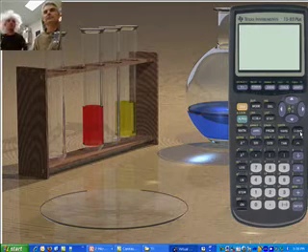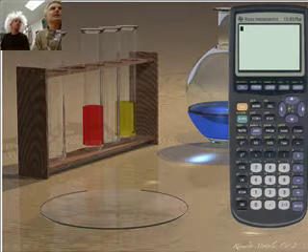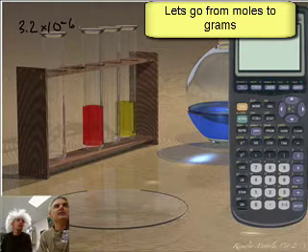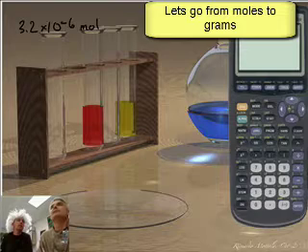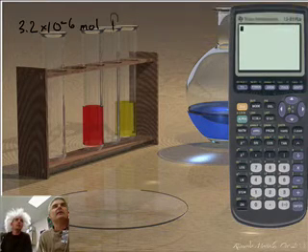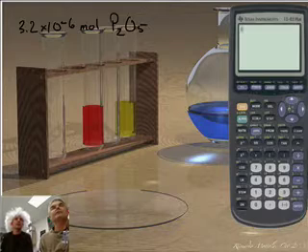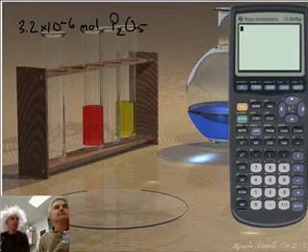All right, what problem should we do now, Mr. Sanders? Okay, well that time we went from grams to moles. Let's go the other direction. Let's go from moles to grams. So let's say we've got 3.2 times 10 to the negative 6th moles of diphosphorus pentoxide. Ooh, okay. How about that one? That's pretty fancy. I know.